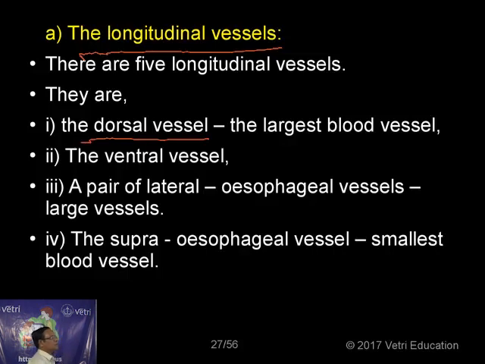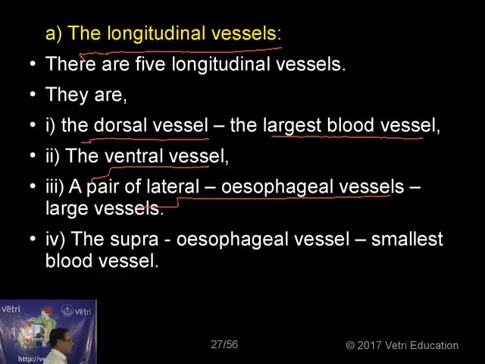Now the dorsal vessel is the largest blood vessel, running mid-dorsal. I mentioned already, you can see a mid-dorsal line. The mid-dorsal line is due to the presence of the dorsal blood vessel. Then the ventral vessel, running ventrally. Then a pair of lateral esophageal vessels, running lateral to the esophagus. And also the supraesophageal vessel, that is one, lying over the esophagus.